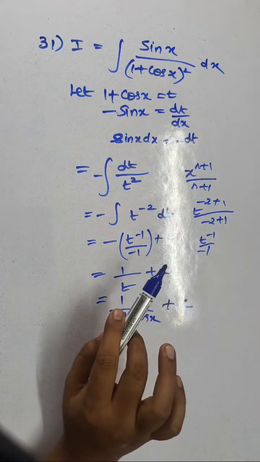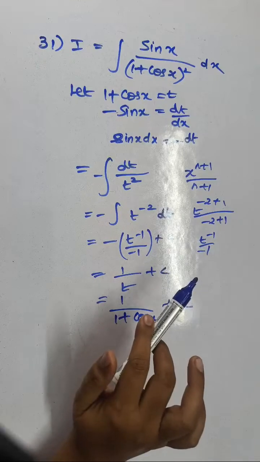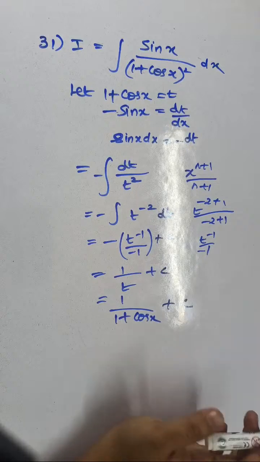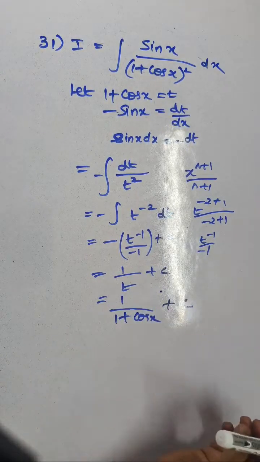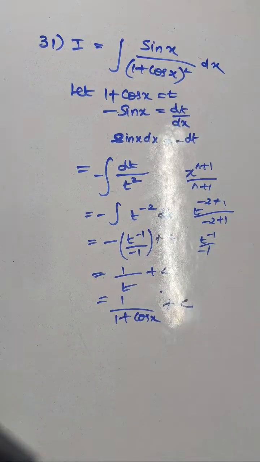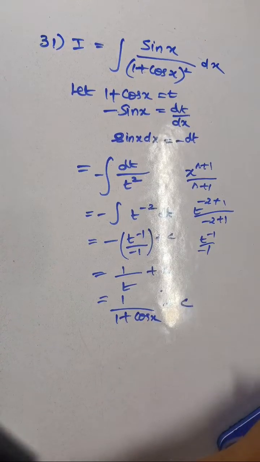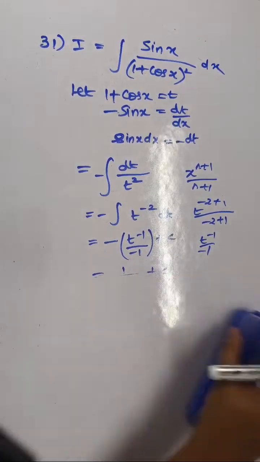But we can do further simplification. You can take that negative power to the denominator as positive and replace t in terms of x, whatever we have assumed. I hope it is clear. Can we move on to the next question?